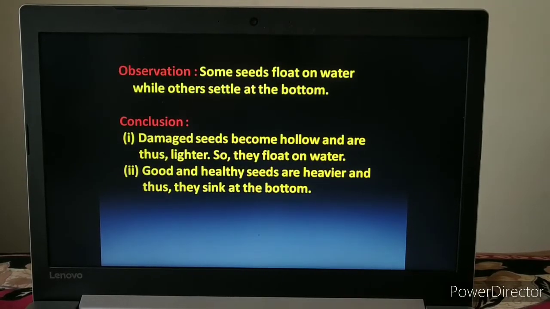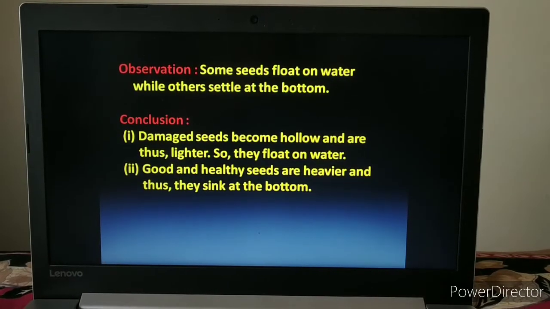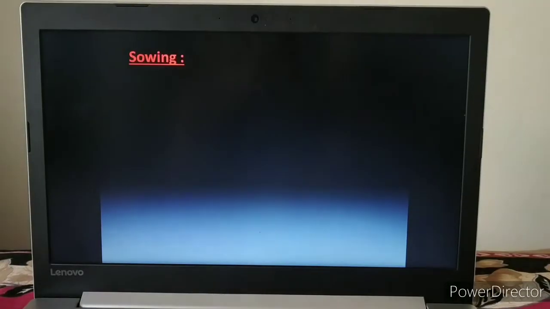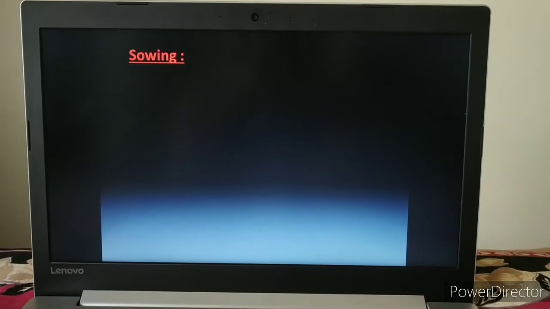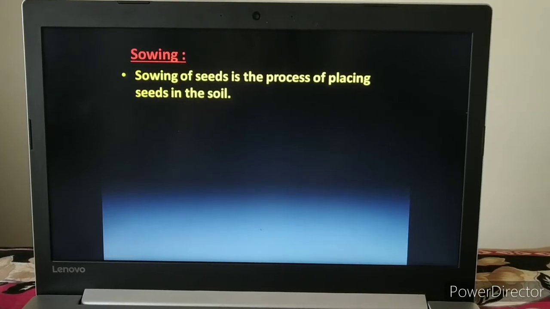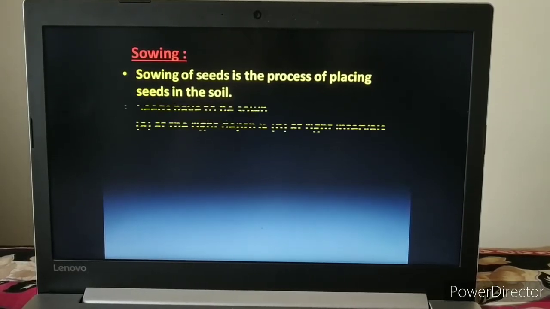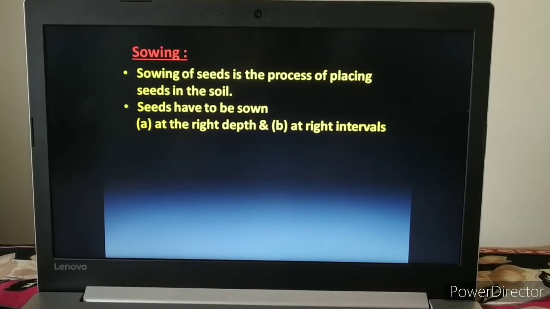Actually, this activity you have already seen your mother doing with green gram. So after selecting the seeds, the next step is sowing of those seeds. Sowing of seeds is the process of placing good quality seeds into the soil. Seeds have to be sown at the right depth and at right intervals.